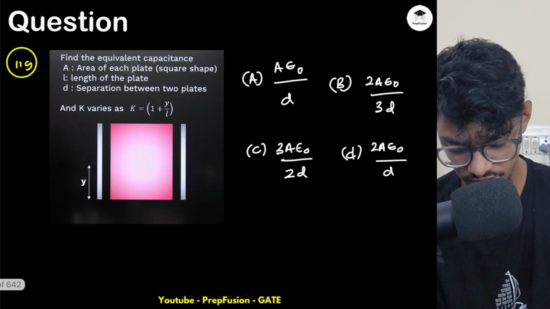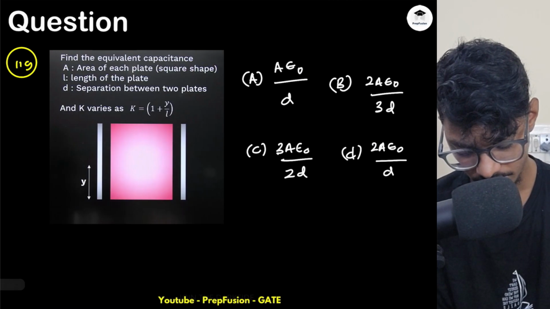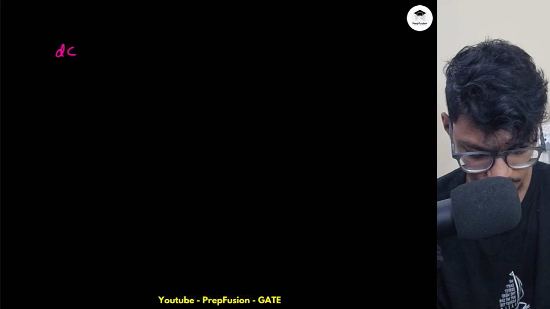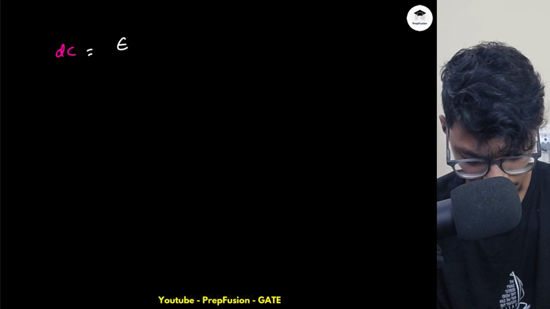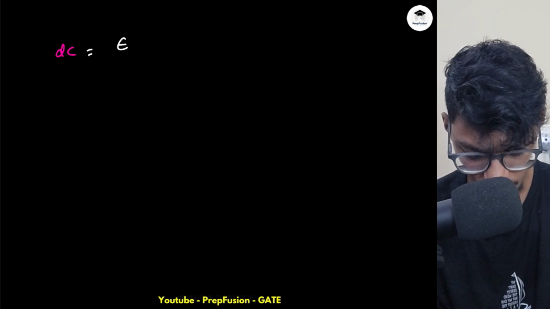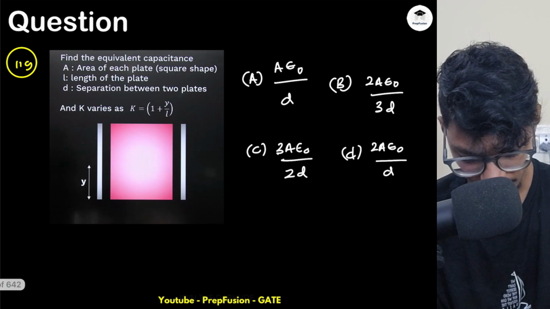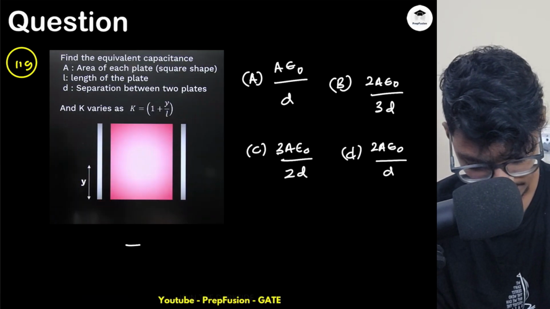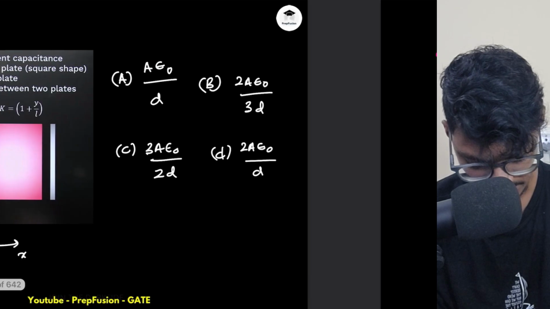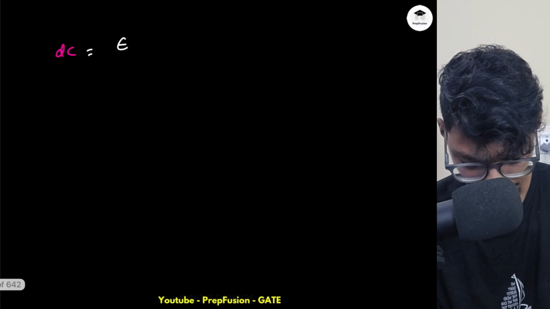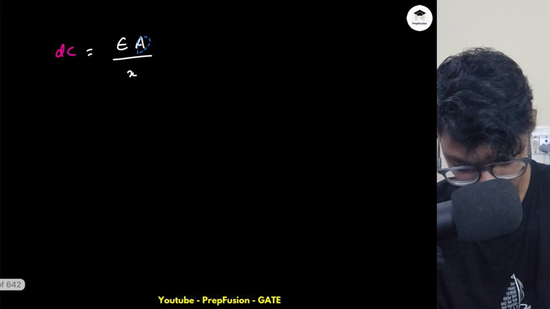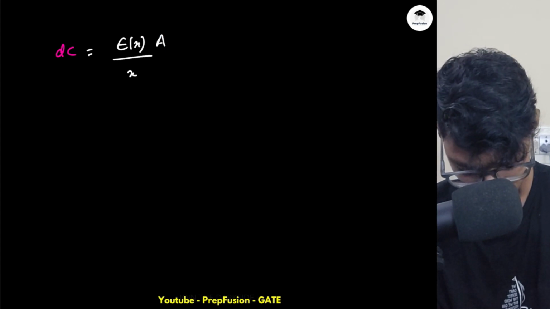Basically, if I choose a very small element, then what will be the capacitance? Small capacitance dC will be equal to what? It will be epsilon into area, which is constant everywhere. Area is constant, A, and distance is changing. Let's assume this has the X distance, in the X direction. So this is epsilon A by X, and my epsilon itself is a function of X actually.